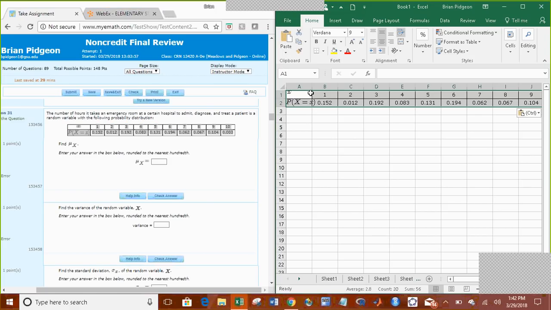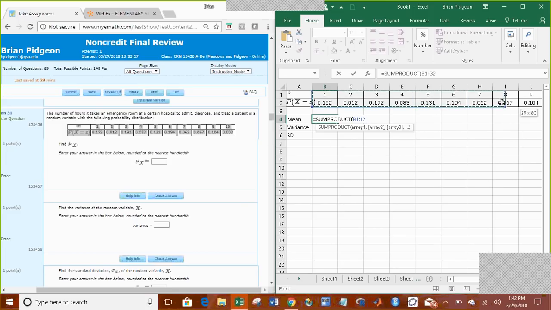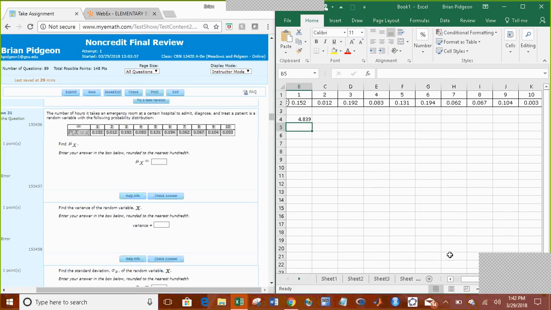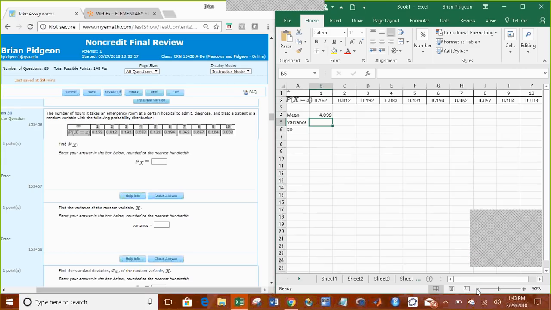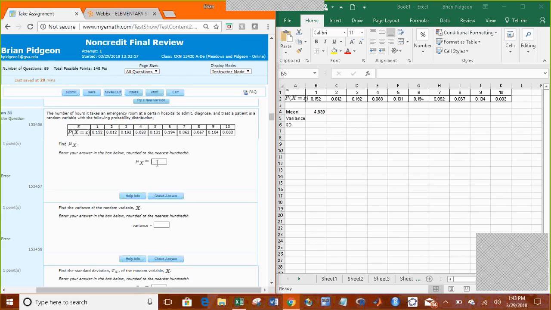So, for the data set, we want to know the mean, the variance, and the standard deviation. We have to find the mean first, always. We need the mean to find the variance. So with our sum product, once again, we highlight our x's and we highlight our p's, making sure we highlight the arrays in the same order. So our mean is 4.39. I'm going to zoom out a little bit here just so I can see everything at once. To the nearest 100th, 4.84.